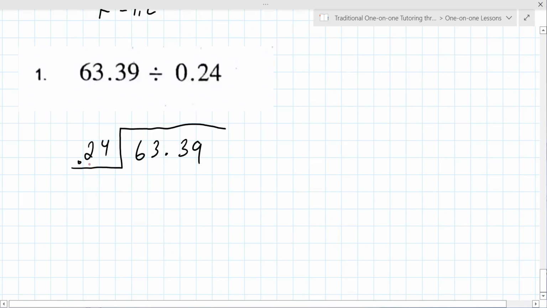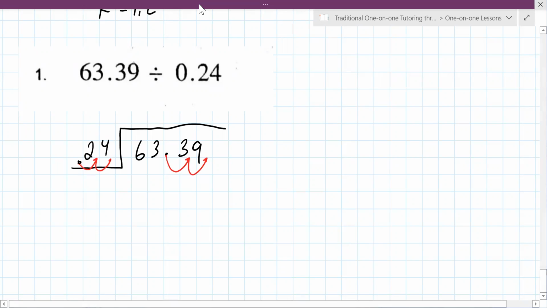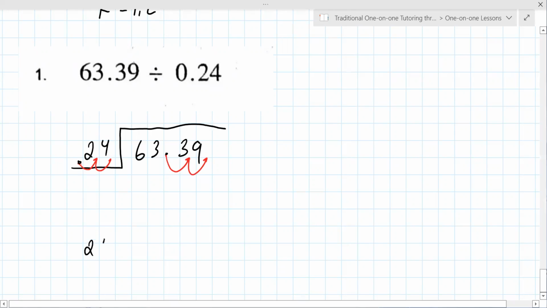Well, we've talked about this before. You cannot leave a decimal on the outside, so you have to move it right 2 places, which means you have to move this right 2 places. So your modified problem is 24 on the outside, and then 6,339 on the inside.